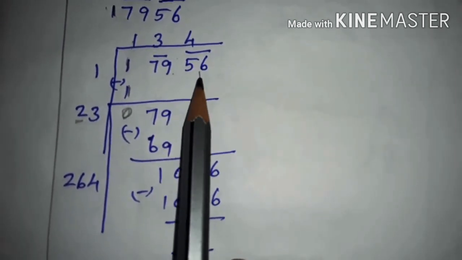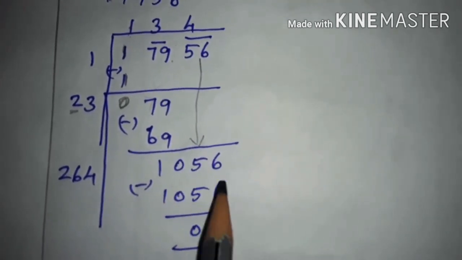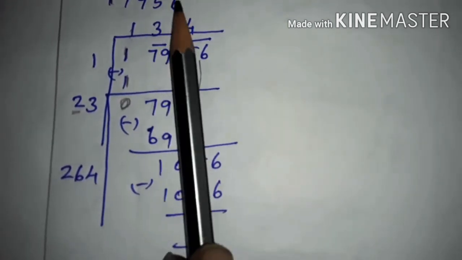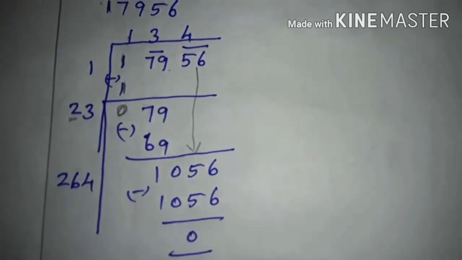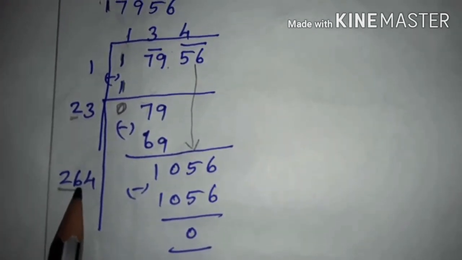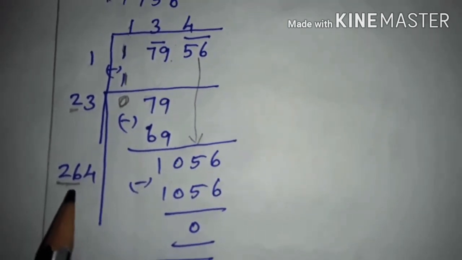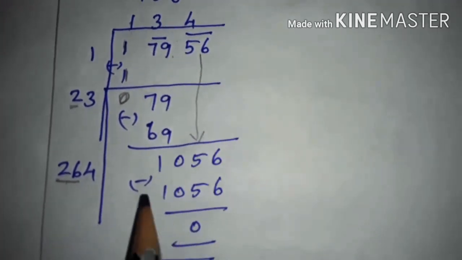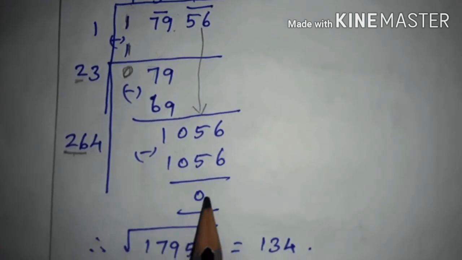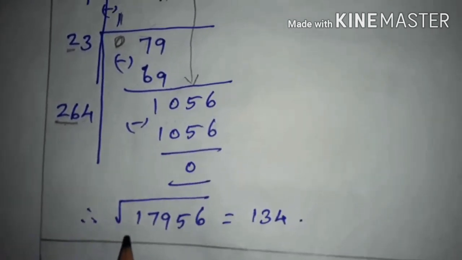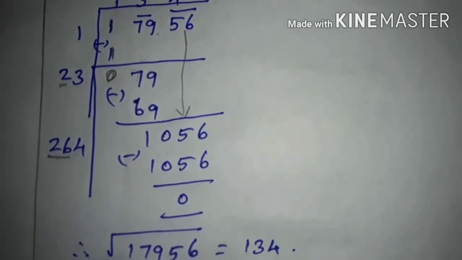After subtracting, we bring the third group down. We get 1056. Now the quotient is 13. You multiply this 13 by 2. We get 26. With this 26, we have to find the next quotient. For that, we multiply it by 4. We get the answer as 1056, leaving the remainder 0. Therefore, the square root of 17,956 is equal to 134.